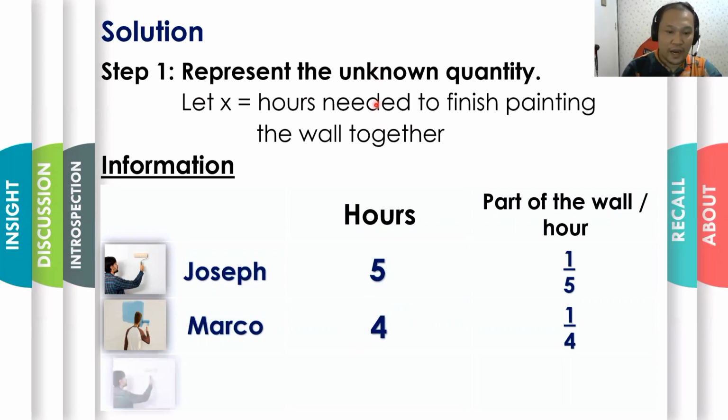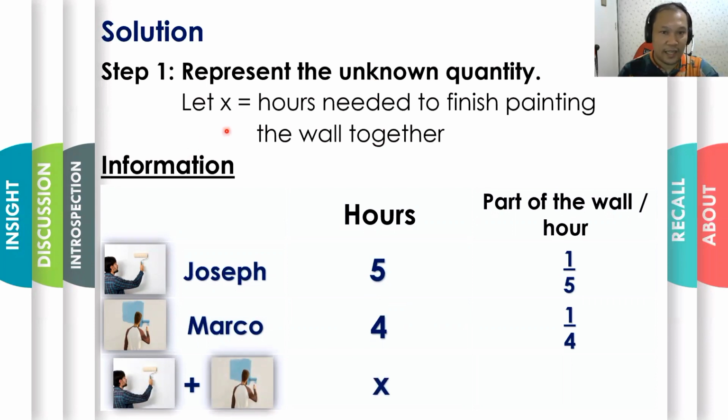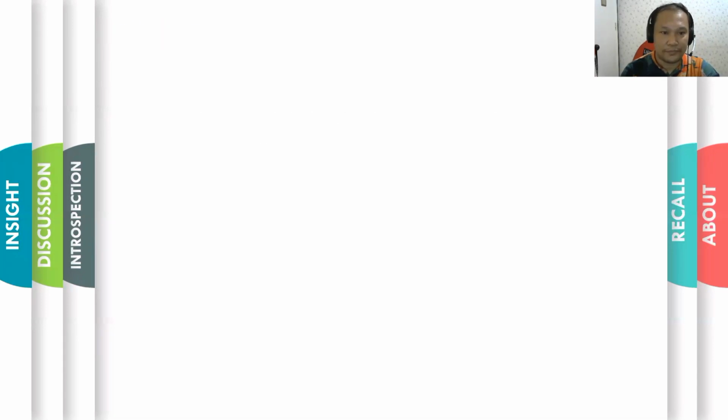And what about if they are going to work together? Okay, now that is represented by our x, and that is what we are looking for. But remember, in an hour, that will be 1/x of the entire room. Okay. Now, from the information that we collected, we can proceed to step number 2.